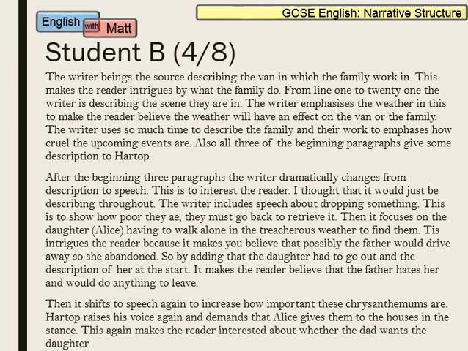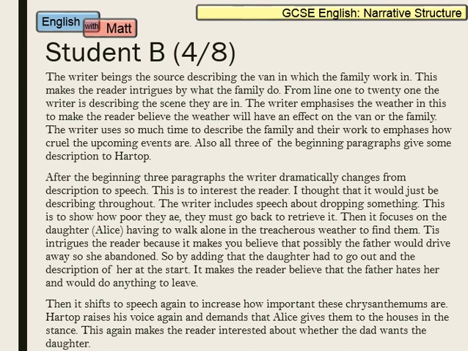The writer begins, again, I'm just copying from the exemplar material, so apologies if I do read typos wrong. The writer begins the source describing the van in which the family works in. This makes the reader intrigued by what the family do. From line 1 to 21, the writer is describing the scene they are in. The writer emphasises the weather in this to make the reader believe the weather will have an effect on the van or the family. The writer uses so much time to describe the family and their work to emphasise how cruel the upcoming events are.